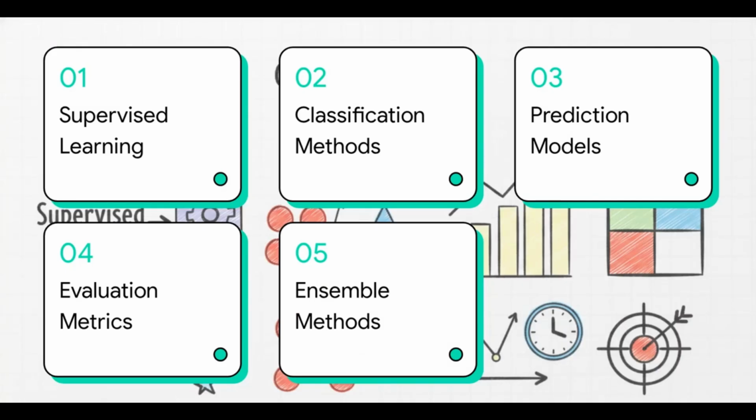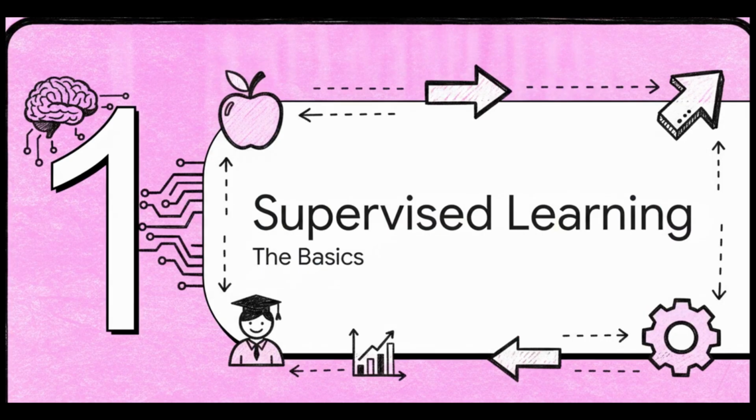All right, let's dive into this. We've got 5 core building blocks to cover today. First, supervised learning basics. Then, the sorters, classification. Third is the fortune tellers, prediction. Fourth, we'll look at the report card, evaluation. And finally, number 5, the power of teamwork. So, Section 1, Supervised Learning Basics.